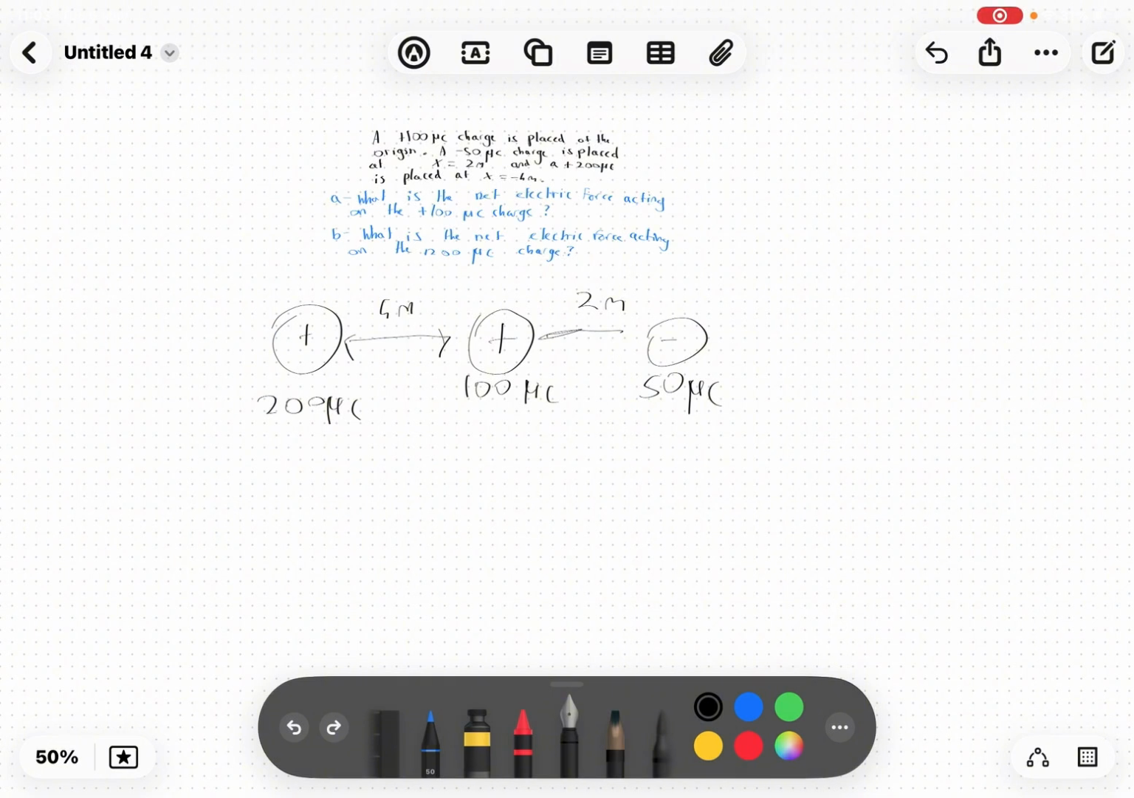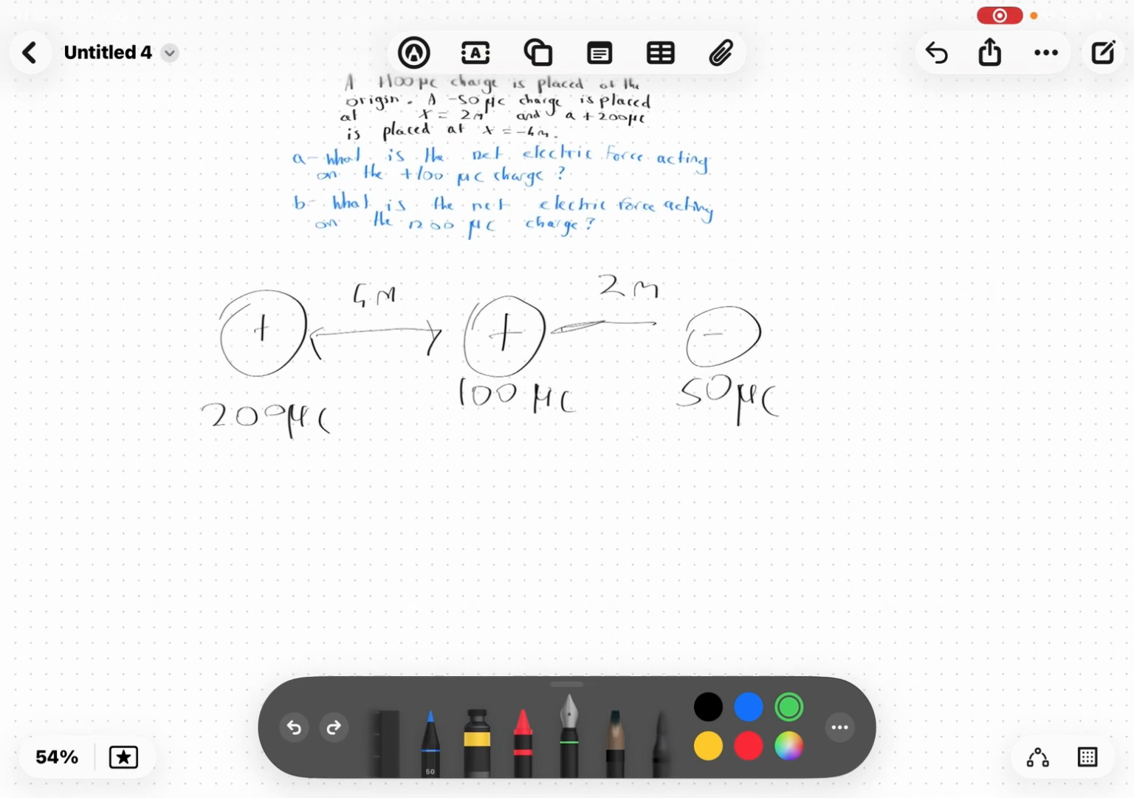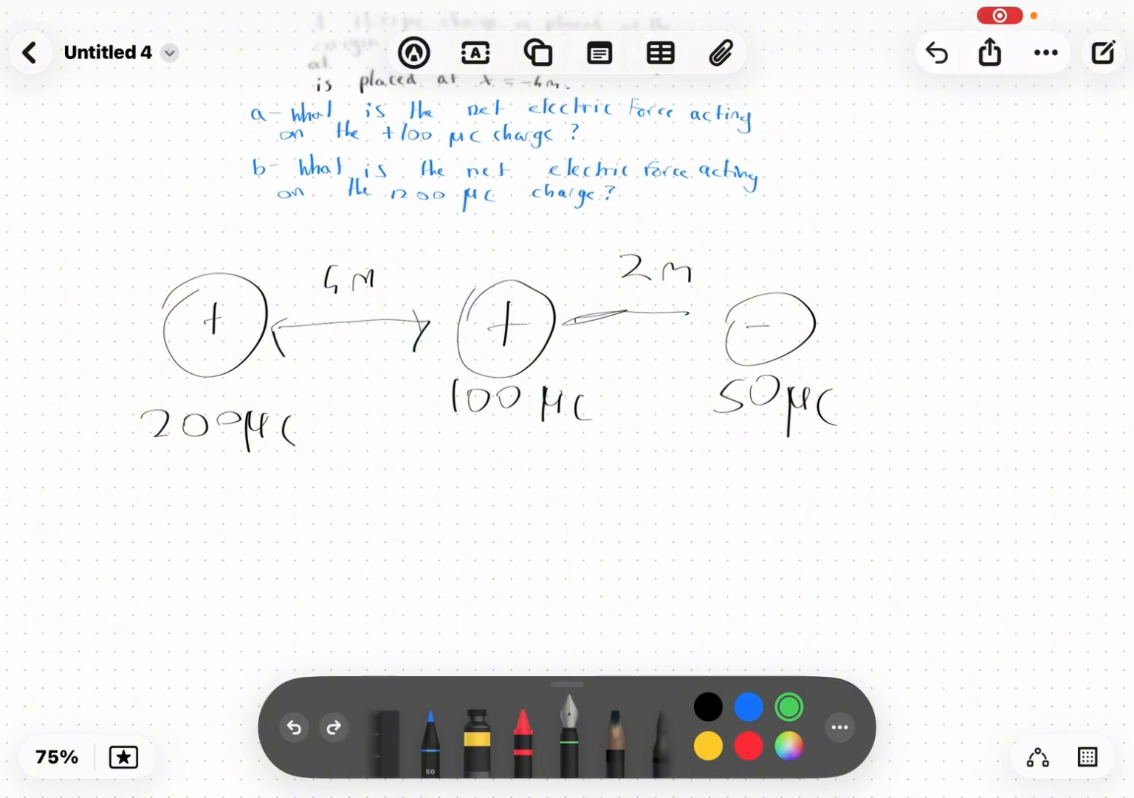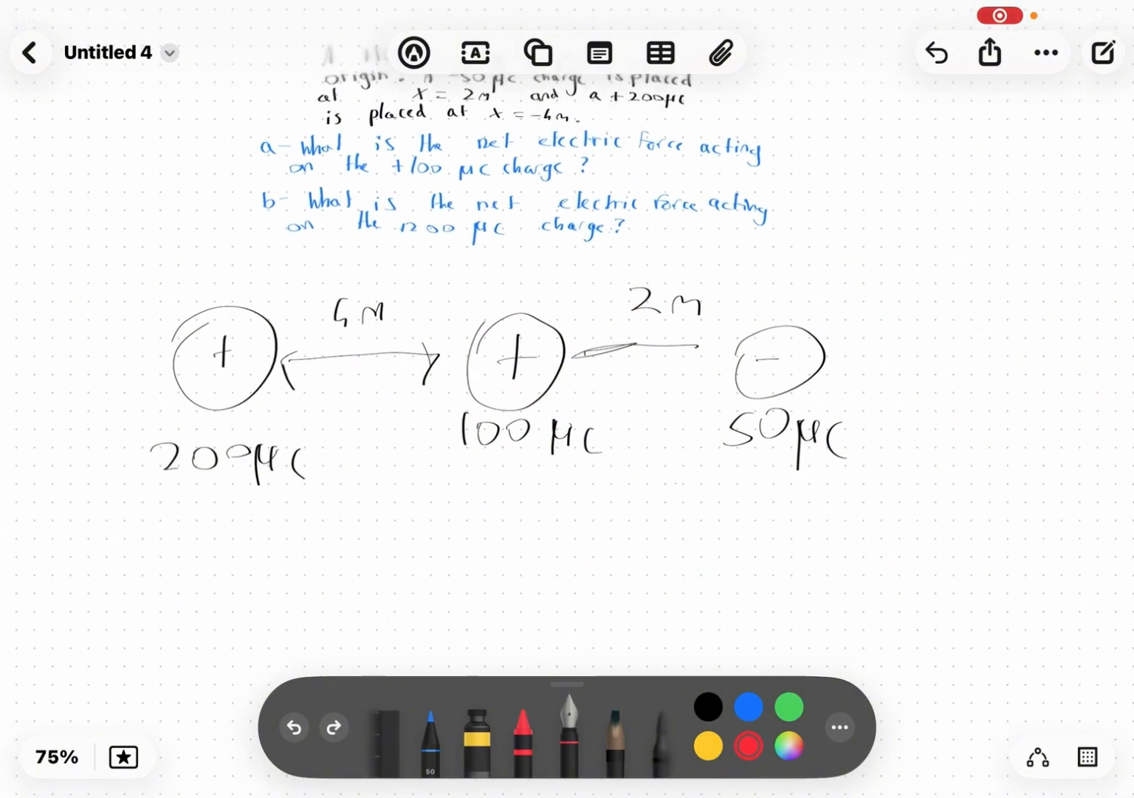So yeah, however, now to find what is the net electric force acting on the 100 micro charge, we have to find the net electric force, which is basically all the forces altogether. We have to find out what forces are actually acting on it. So first of all, there's a force attracted to this one.